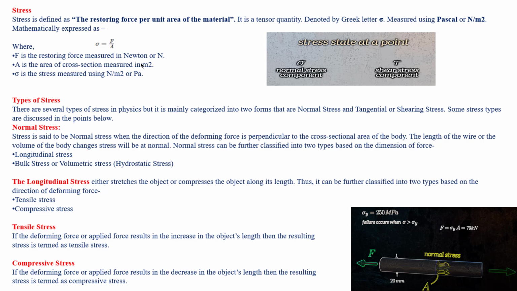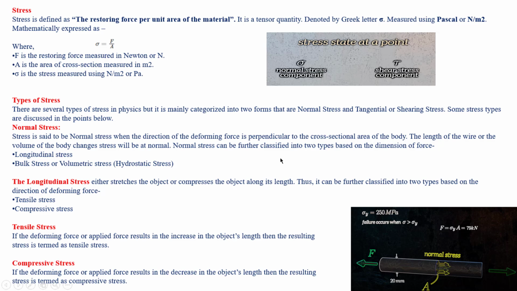So you can see the image here. We have the normal stress, it might be compressive, it might be tensile as well. Tensile means that if you apply a force and the component increases in length, it is known as tensile. The reverse is compressive stress.